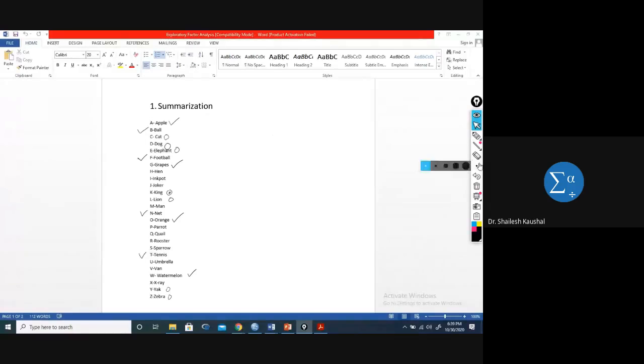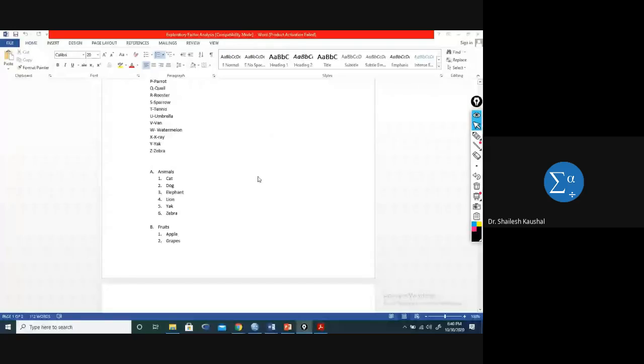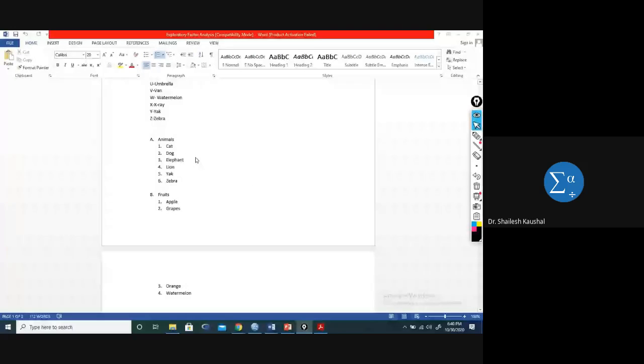Okay, so the purpose of factor analysis is summarization and data reduction. Basically there are two objectives. Now how will we summarize? After factor analysis we will get the same nature of variables or questions into one factor, and then we will give the name.